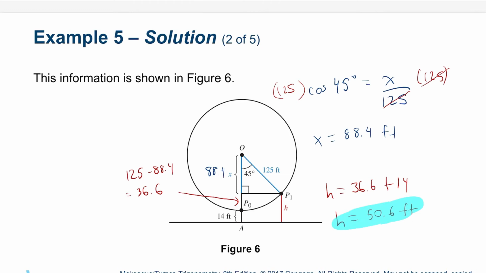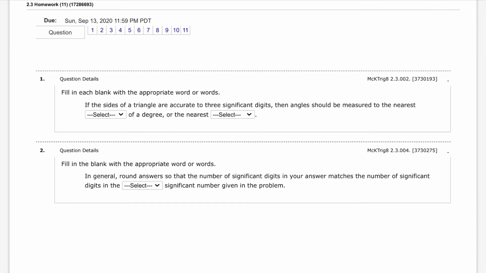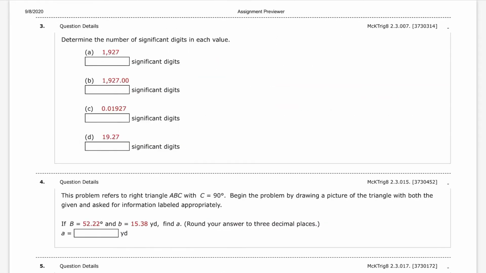And that does it for this problem. That does it for this section. Let's go on to the homework now. So 2.3 homework, I will leave these definition problems to you guys.